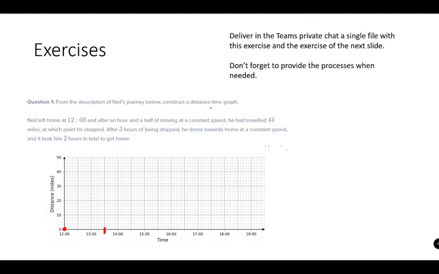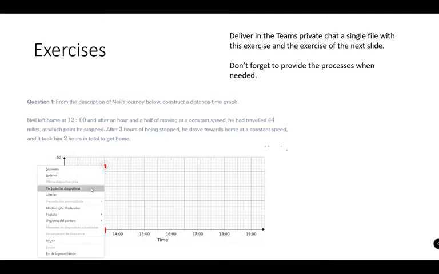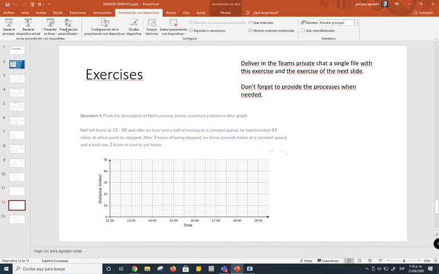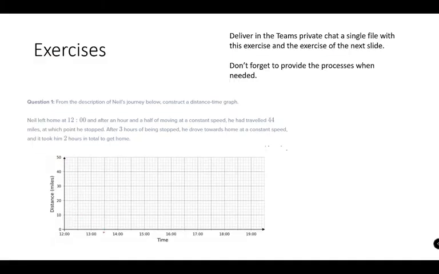Moving at a constant speed, he traveled 44 miles. So 44 miles here, more or less here. And remember, this is constant speed, so it is joined by a straight line, okay? But let me erase this. Let me do it properly. Okay, 1 hour and a half, 44, and straight line, more or less like that. After that, at which point he stopped.